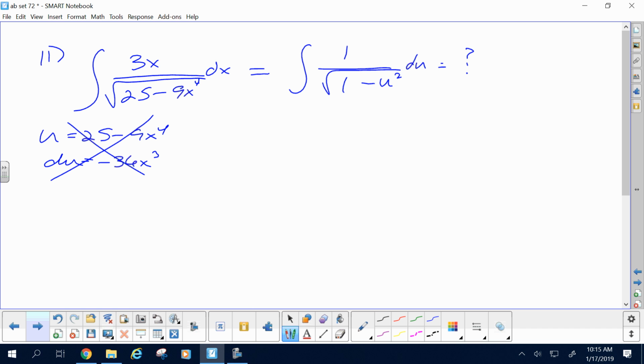So the first thing we're going to do is take out the 25. Then I'm going to focus on making the one.